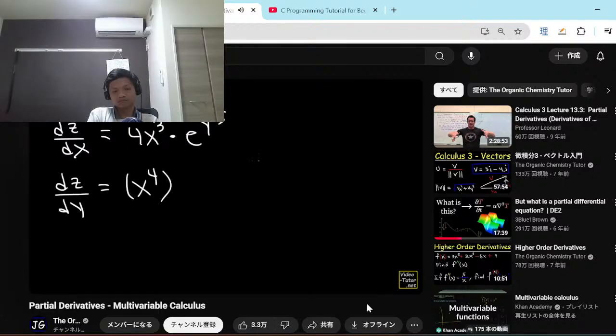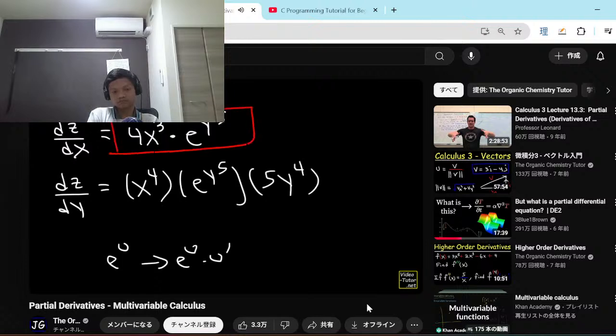And then differentiate e to the y to the fifth. So using this formula, it's going to be the same thing, e raised to y to the fifth times the derivative of y to the fifth, which is 5y to the fourth. And so these are the two answers.